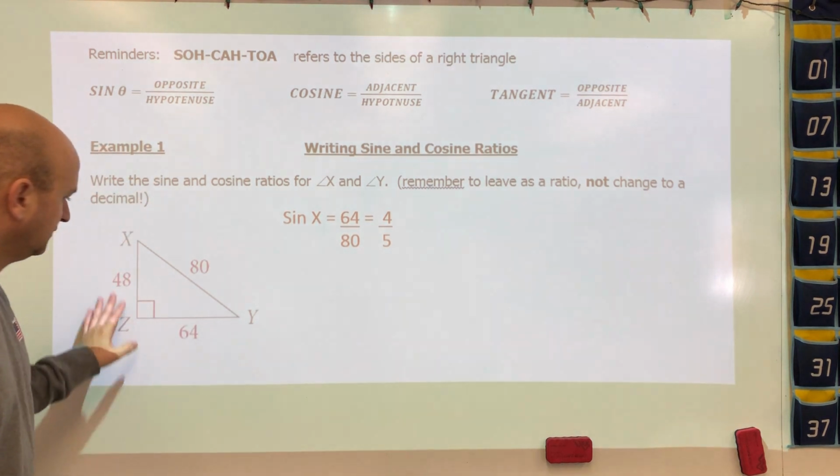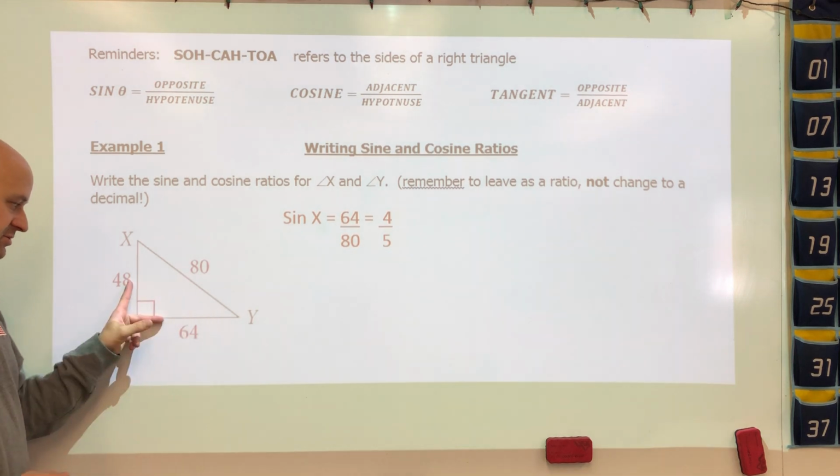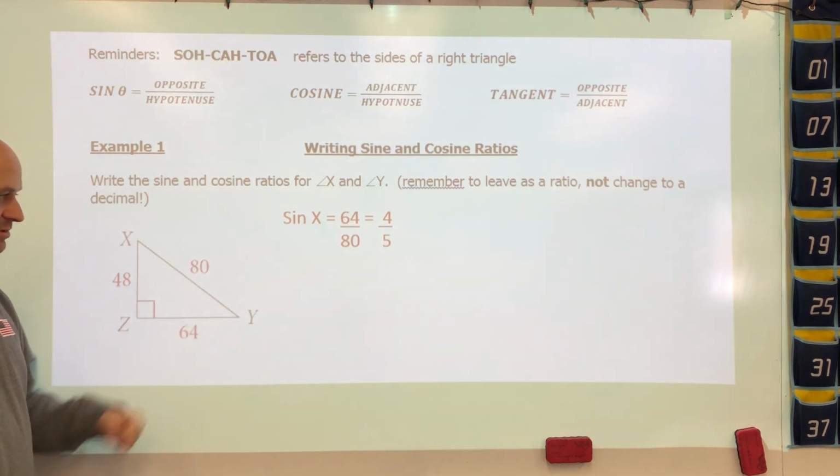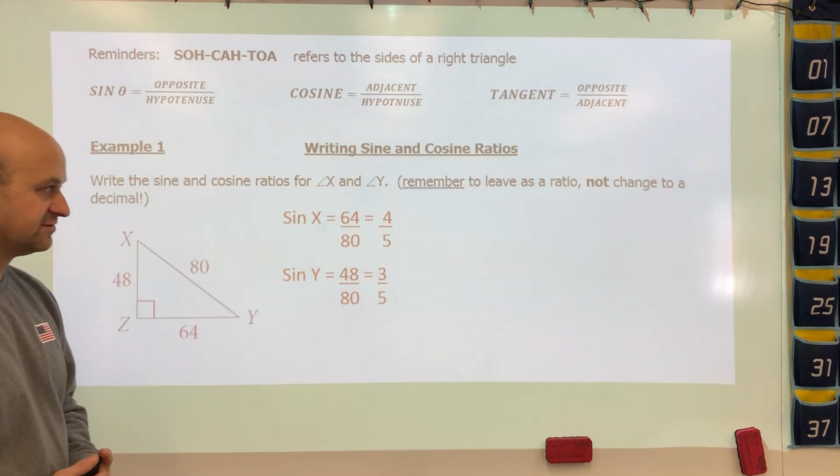All right, now if we did for y, if we start from angle y, 48 would become opposite because we shoot the arrow across. 80 would become our hypotenuse, and when we simplify that, it becomes 3 over 5.